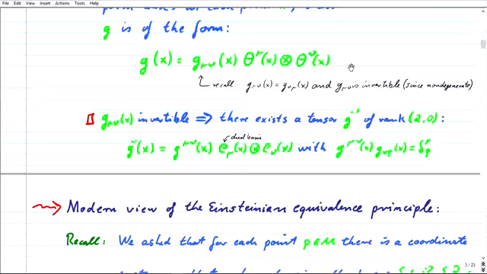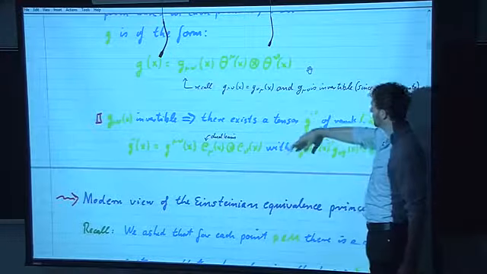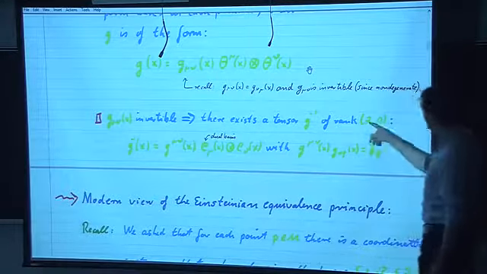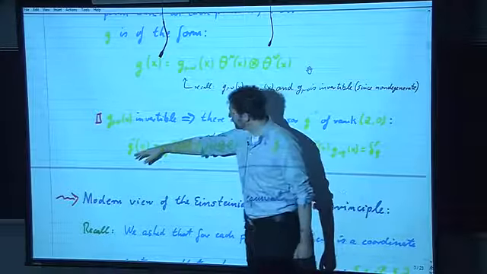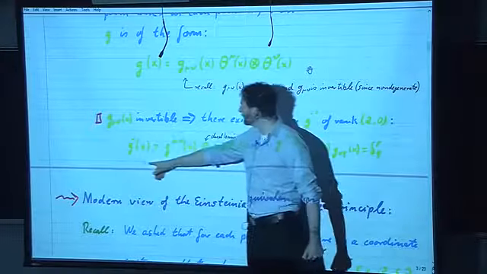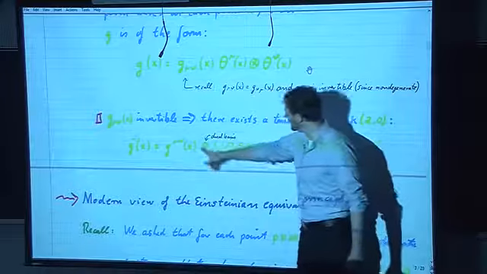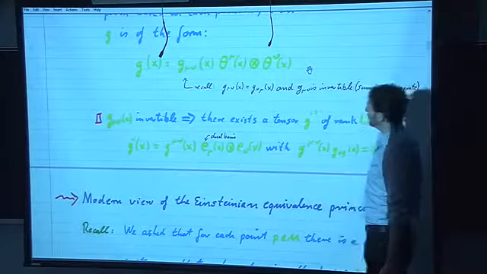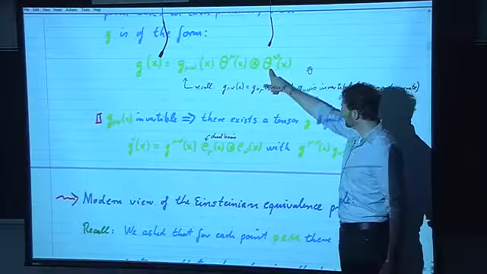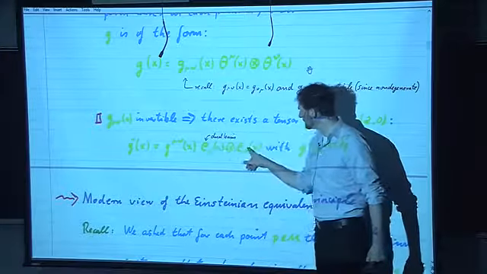Now, we said that the g mu nu of x is invertible. That is because the metric tensor is non-degenerate. And that means that there exists a tensor, which we will call G inverse, of rank (2,0), which is a twofold contravariant tensor. The G inverse is given by the inverse matrix here, and then it is expanded in the dual basis, the basis dual to the theta in the tangent space.